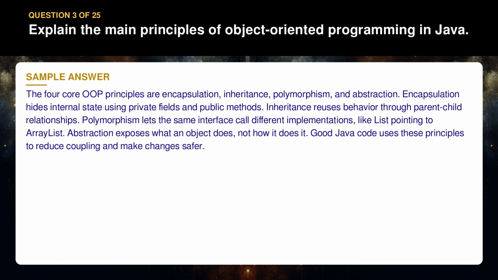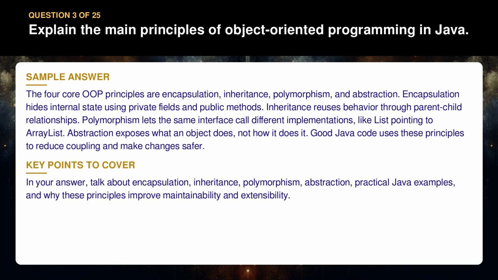Polymorphism lets the same interface call different implementations, like List pointing to ArrayList. Abstraction exposes what an object does, not how it does it. Good Java code uses these principles to reduce coupling and make changes safer. In your answer, talk about encapsulation, inheritance, polymorphism, abstraction, practical Java examples, and why these principles improve maintainability and extensibility.